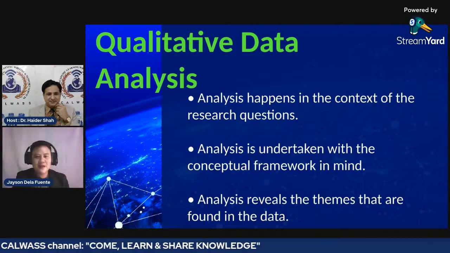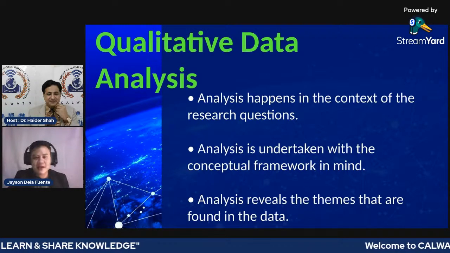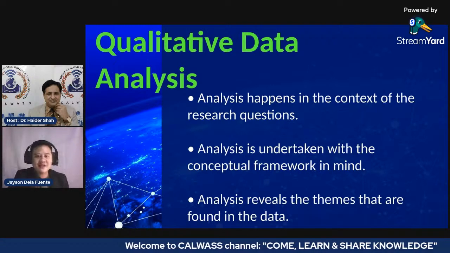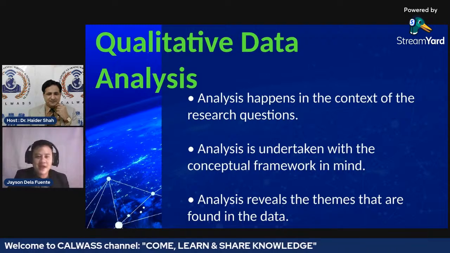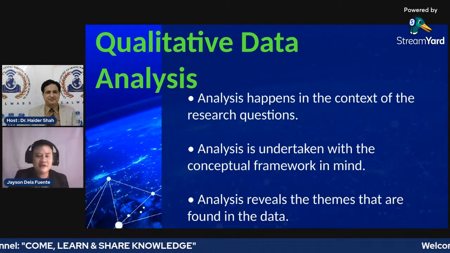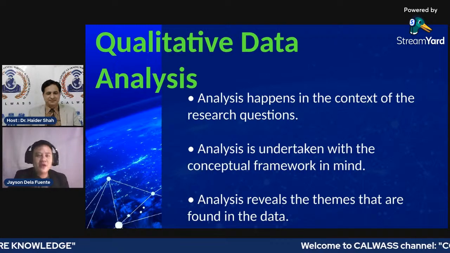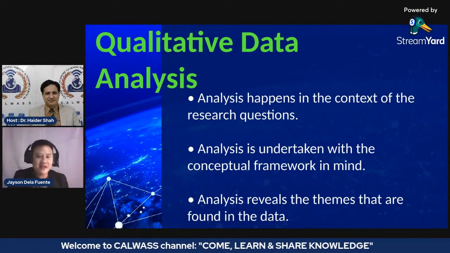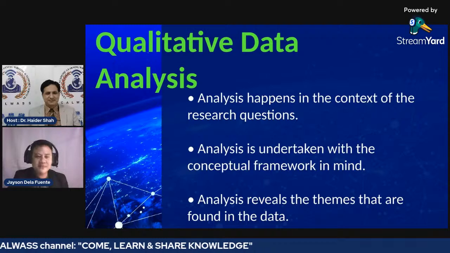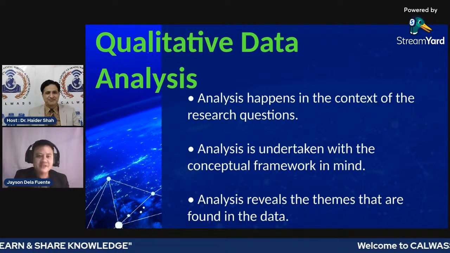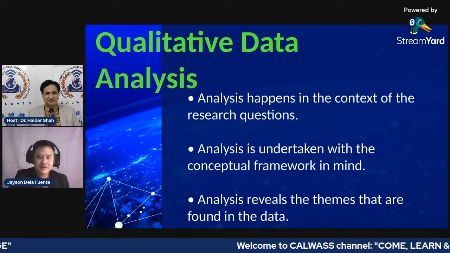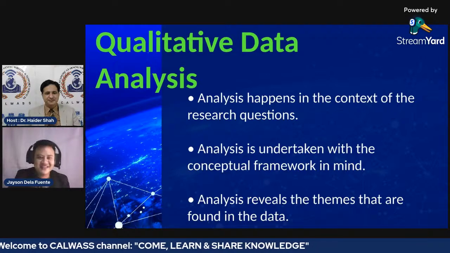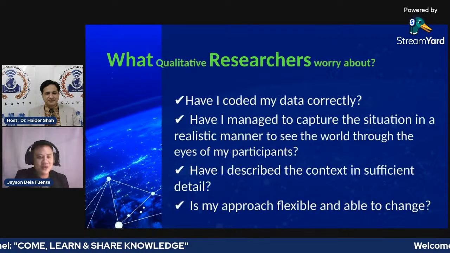In qualitative data analysis, analysis actually happens in the context of the research question. Of course, analysis is undertaken with the conceptual framework in mind, and analysis reveals the themes that are found in the data. In doing qualitative research, what we intend to have is always the findings, always the themes, always the unique experiences of our participants. And it is expressed not in numbers, but in words. That is qualitative data. It works in words, not in numbers.